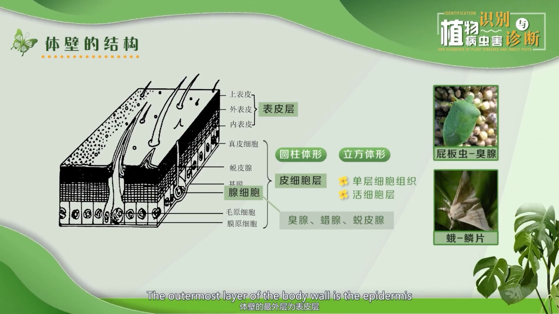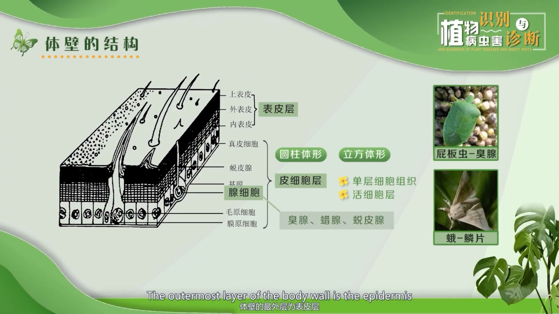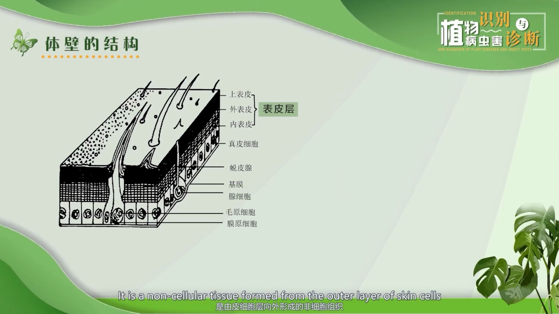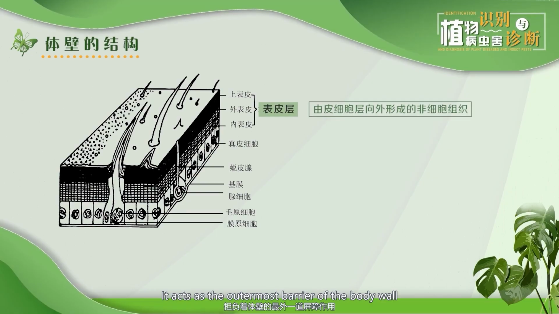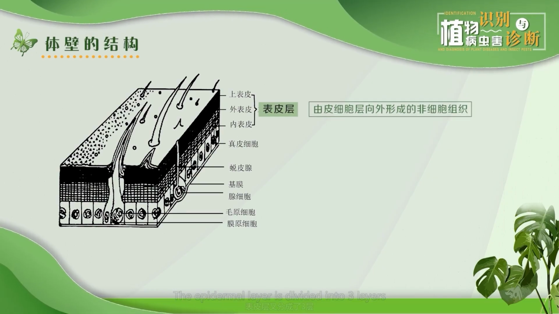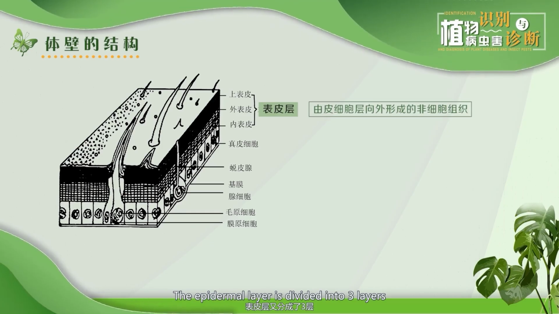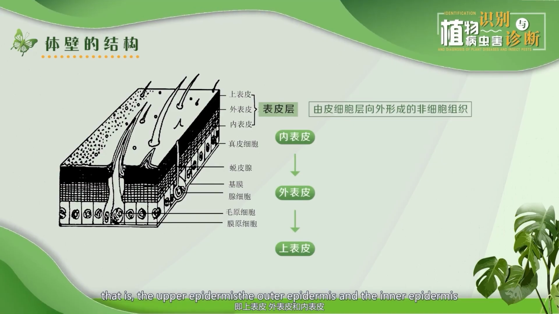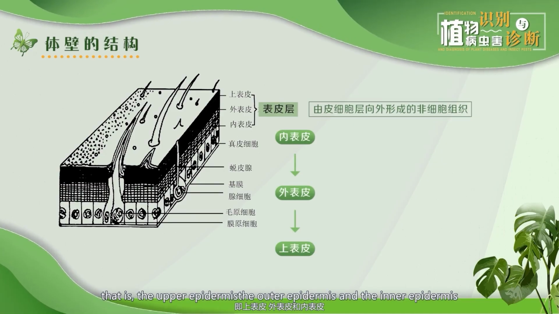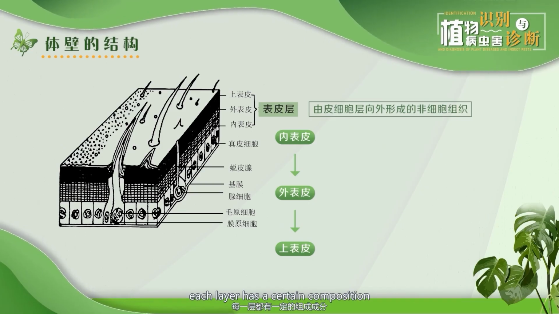The outermost layer of the body wall is the epidermis. It is a noncellular tissue formed from the outer layer of skin cells. It acts as the outermost barrier of the body wall. The epidermal layer is divided into 3 layers, that is, the upper epidermis, the outer epidermis, and the inner epidermis. Each layer has a certain composition.